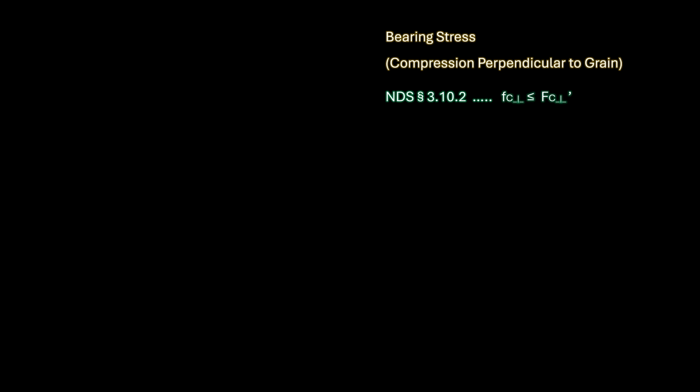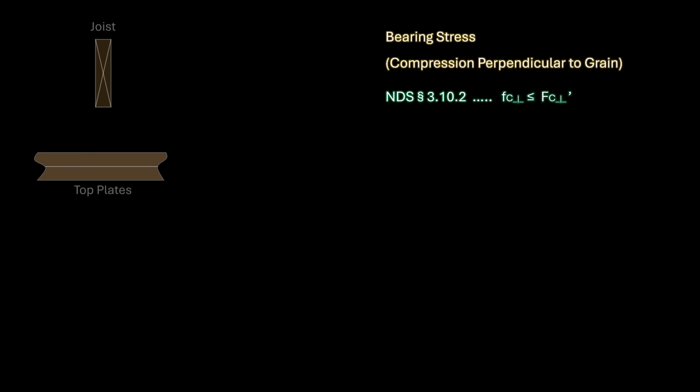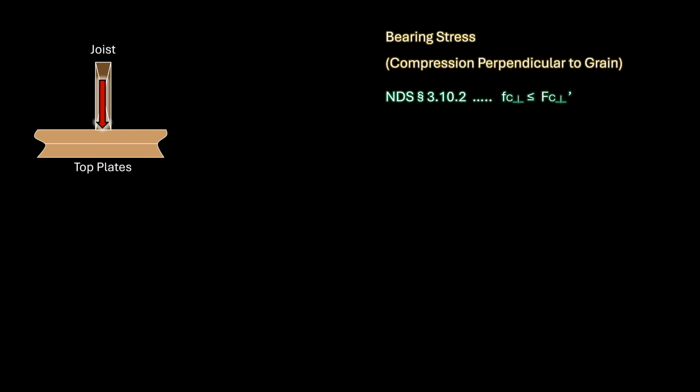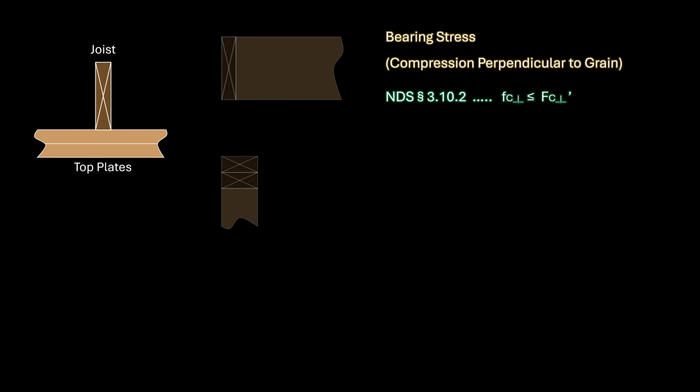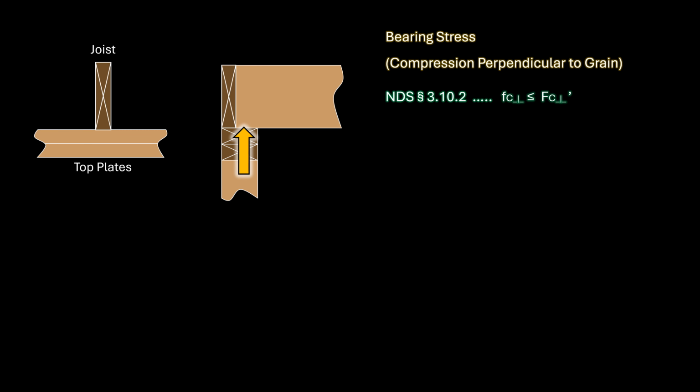Let us first discuss what we mean when we say compression perpendicular to grain. If we consider the joist loading the top plates, the load is acting vertically downwards while the top plate grains are running parallel to the longitudinal axis of the top plates. Therefore, the loading is compressive and is acting perpendicular to the direction of the wood grains in the top plate. Similarly, if we consider the joist, the reaction is acting vertically upwards. On the other hand, the wood grains in the joists are running parallel to the longitudinal axis of the joists. Therefore, the loading is compressive and is perpendicular to the direction of the wood grains in the joist.